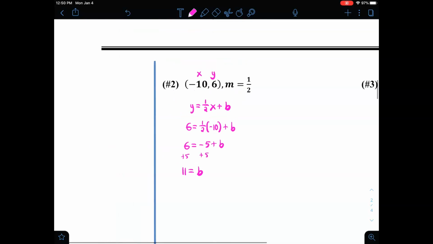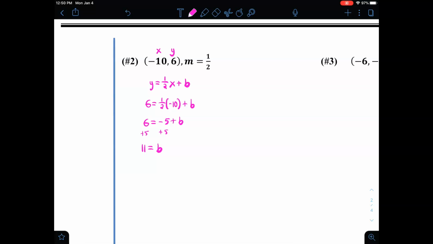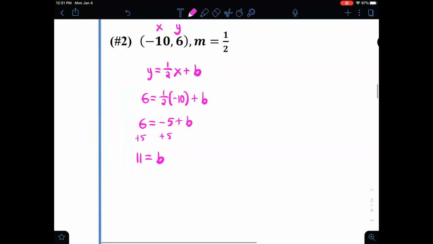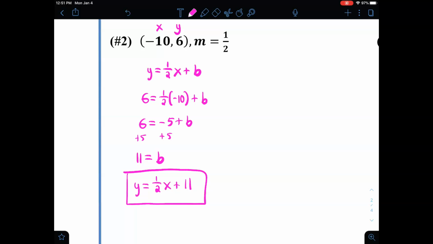So 11 equals b, but do not, okay, this is a very important thing here. People stop with 11 equals b. They think, oh, I'm done. We're not just solving for m or solving for b. We're writing an equation in slope-intercept form. So the final answer is not going to be 11 equals b. That's an important part of it, but our final answer is going to be y = 1/2 x + 11. That is your final answer, okay? So be very careful. It's not just solving for b. It's not just solving for m. It's writing an equation in slope-intercept form with your m and your b.